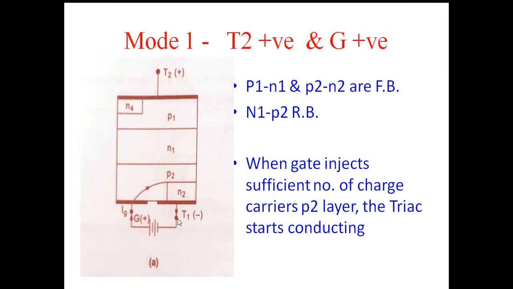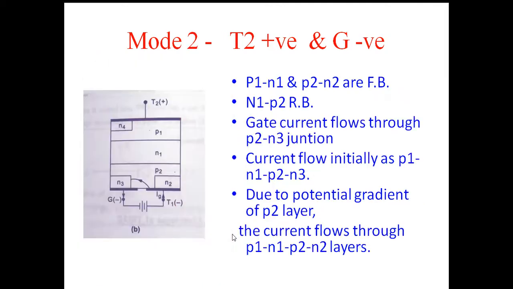T2 to T1. Whenever the gate signal has sufficient capacity, the reverse-biased junction N1 P2 will break down, and already these two junctions are forward biased. The conduction takes place from T2 to T1 in mode 1.